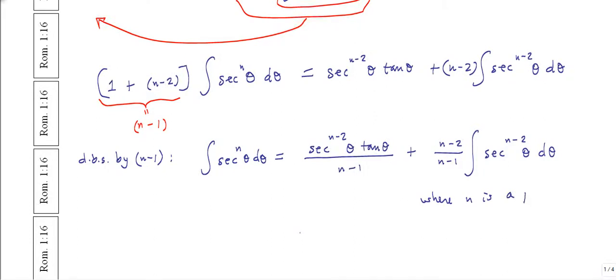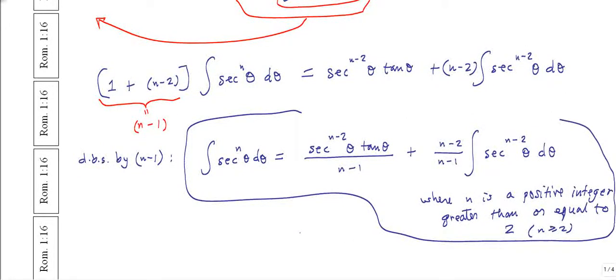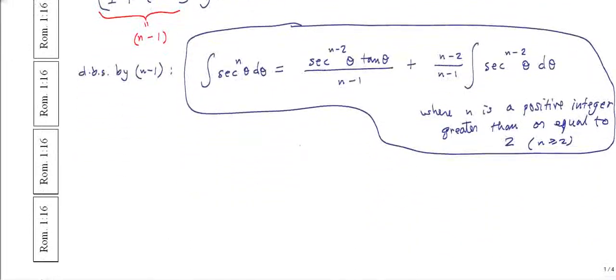is a positive integer greater than or equal to 2. Okay, that is to say n is greater than or equal to 2. Alright, so now let's just take a quick look at this in light of some of the things that we had shown in the last several videos. So for example, I'm going to do an example or two here.